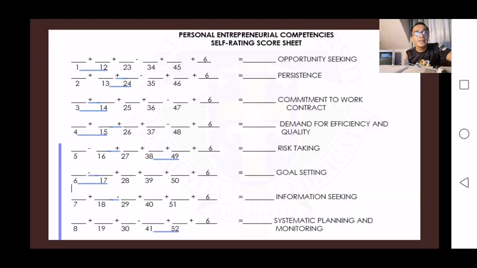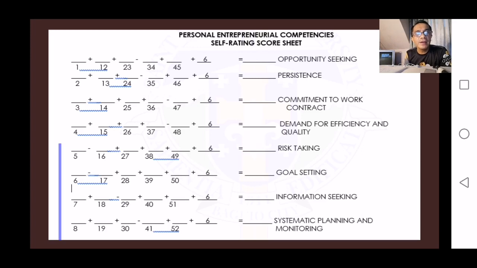Okay? Then, after answering the 55 questions, ito na yung sinasabi dun sa instruction kanina, na yung horizontal. So, ano yung gagawin nyo? Anong ibig sabihin nitong slide na to? Look at the first entry.